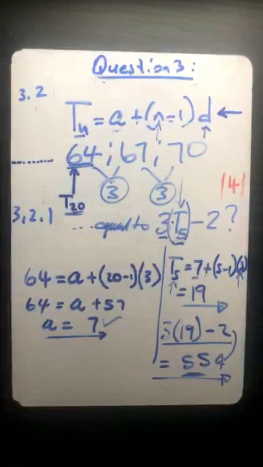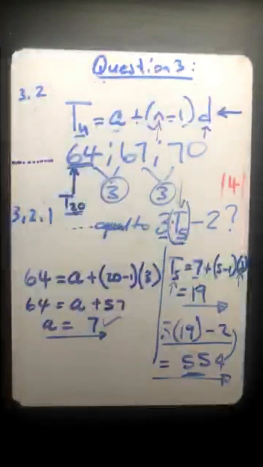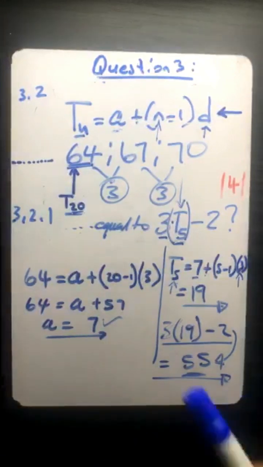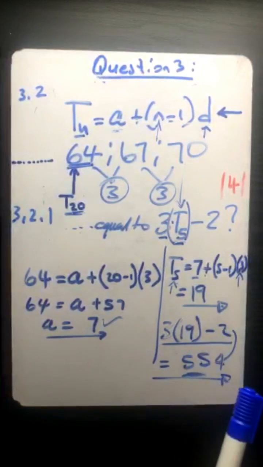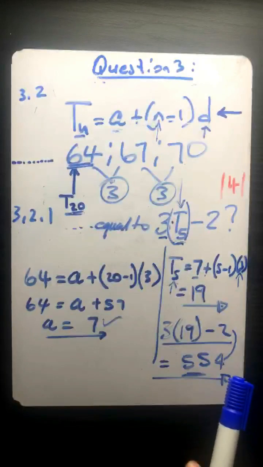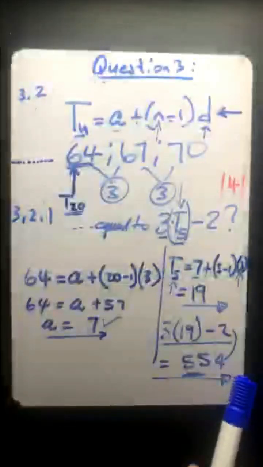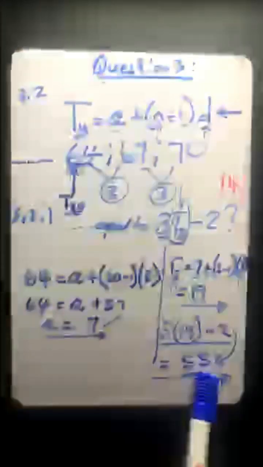It seems like we are not yet done, guys. We are not yet done. We need to tell which term is equal to that. So that means it's actually n that we are calculating. I think I underestimated this question. It doesn't end there.